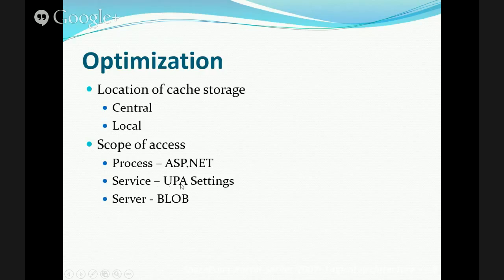A typical example is the user profile application setting that we had in SharePoint 2010. And then we have the server blob cache, which is at the server level. You will notice that although we are storing user profile application settings in memory for every process, it can be accessed only at the service level, which means tomorrow if you create another user profile application setting, obviously the cache is going to be out of scope. Similarly, for blob cache the server is the scope of access, which means if I change my web front-end server, the cache is no longer going to be useful. So these are the things that were there in 2010.